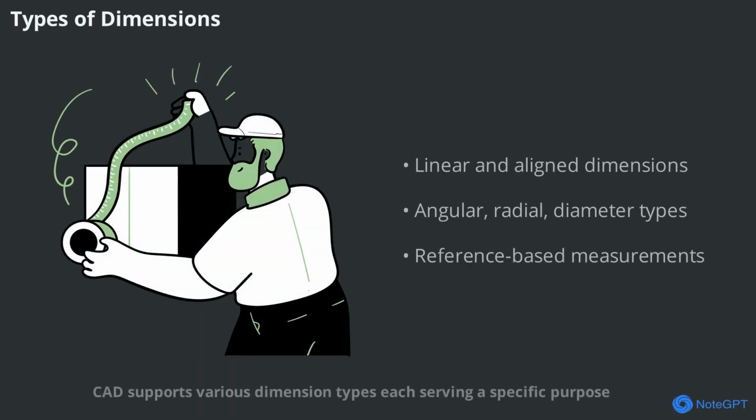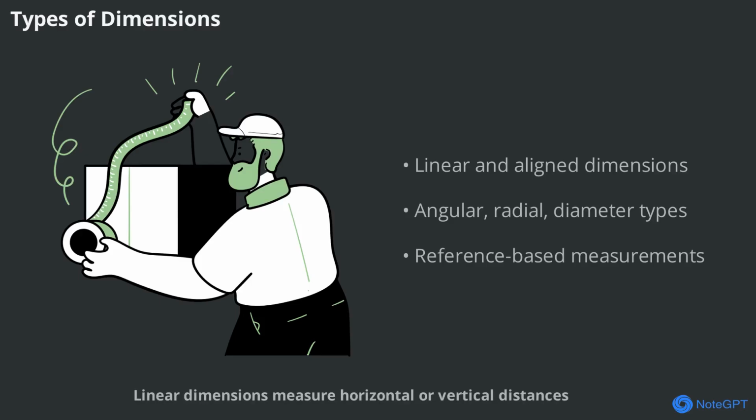CAD supports various dimension types, each serving a specific purpose. Linear dimensions measure horizontal or vertical distances, while aligned dimensions follow inclined lines. Angular dimensions capture angles between lines or faces. Radial and diameter dimensions define circles and arcs. Ordinate, baseline, and continue dimensions provide reference-based measurements. These tools ensure that every feature is accurately described, facilitating manufacturing and quality control.